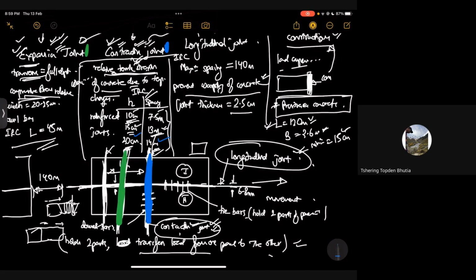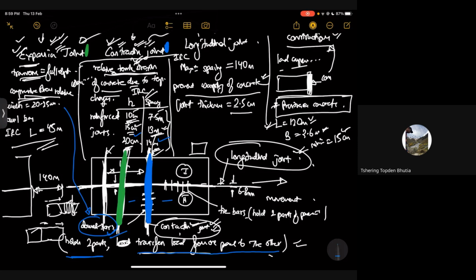Okay, thereafter in a contraction joint, what do we have? Dowel bars. Even in an expansion joint there are dowel bars. So what does the dowel bar do? It holds the two parts together, this part and this part, and transfers the load from one panel to the other. So that is the function of dowel bars.